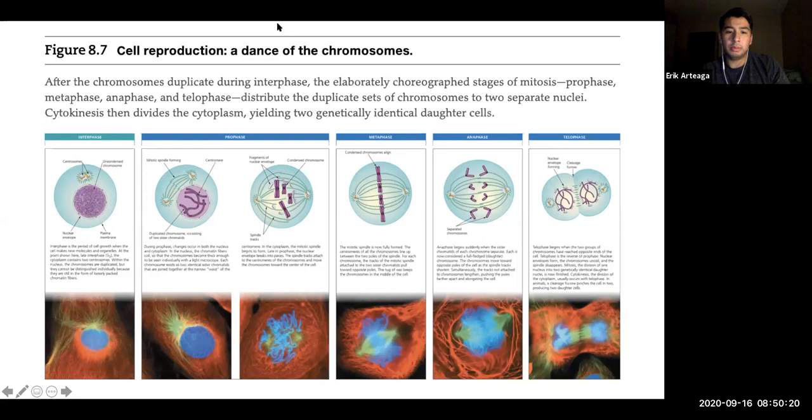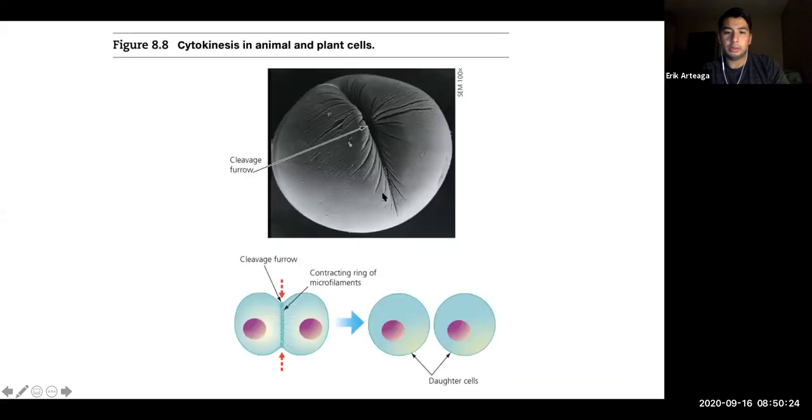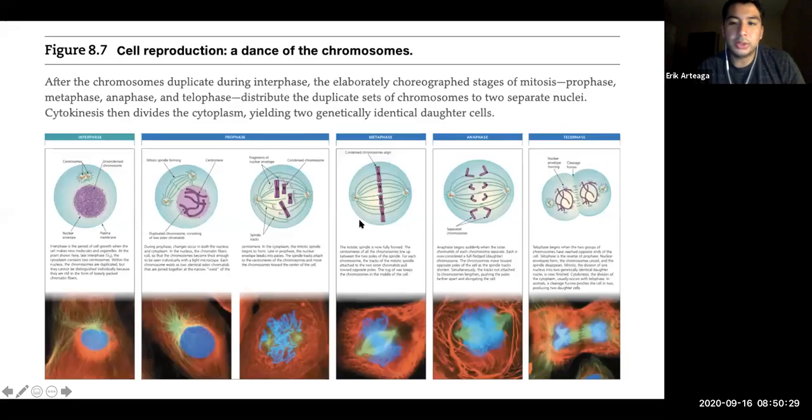Do I have a better slide? Oh no, I don't have a better slide. Okay, this is it. All right, because this is kind of hard to see.